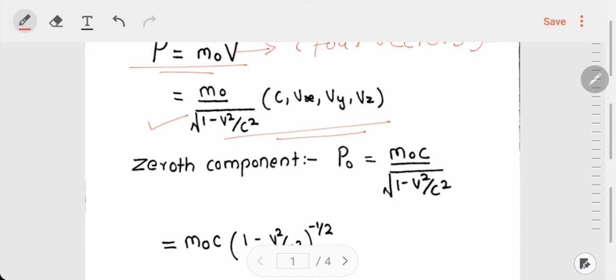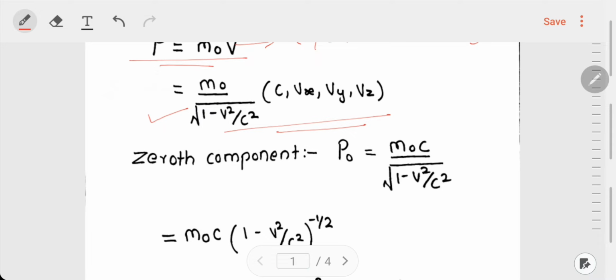Now let's start the discussion about the most important component of the energy momentum 4 vector, and that is nothing but the zeroth component, because in the last lecture we discussed all the other 3 components, that is the spatial components of the energy momentum 4 vector. If we go to the limit where v is very much less than c, then those components are converted into normal momentums.